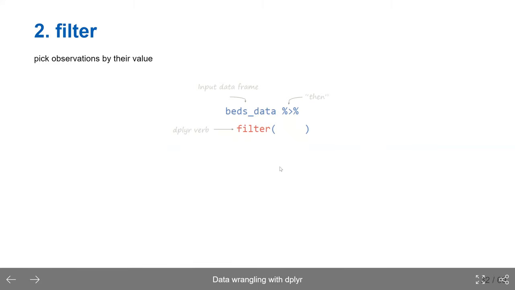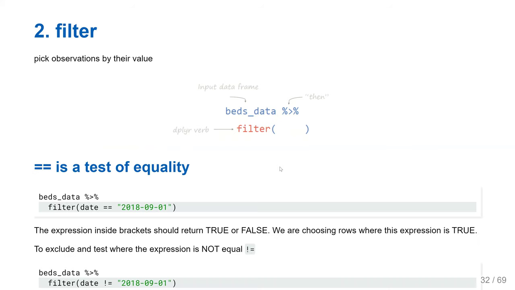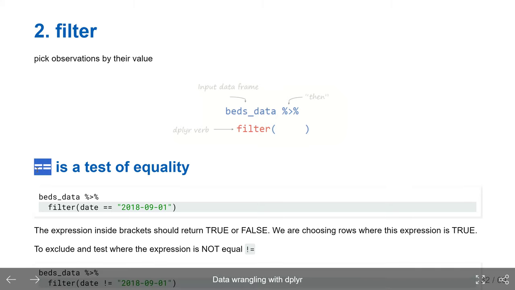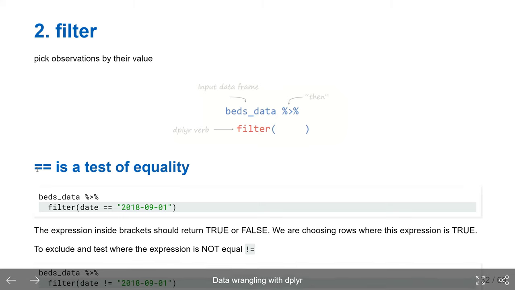Right. So as I mentioned, we'll be using the filter verb for this job. It's quite intuitive, the name of this verb. What filter does internally is a kind of test for true and false, a test for logicals. One of the ways you can test for a logical is using equals equals.